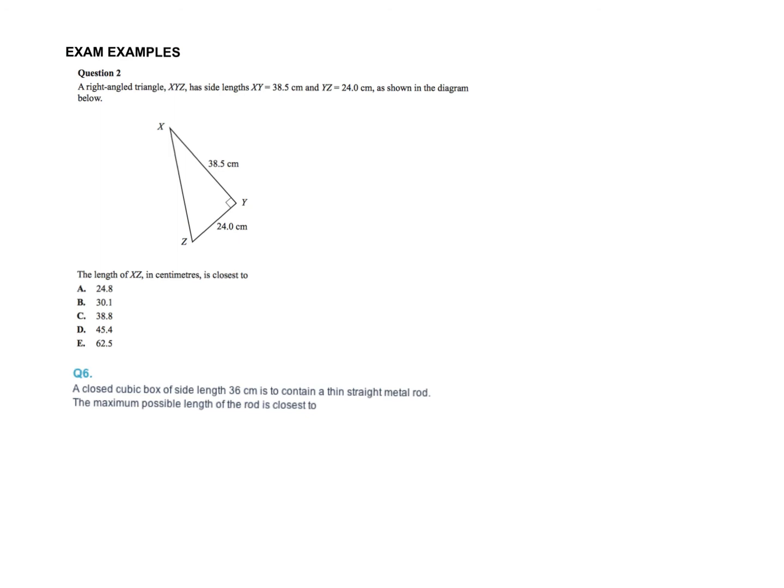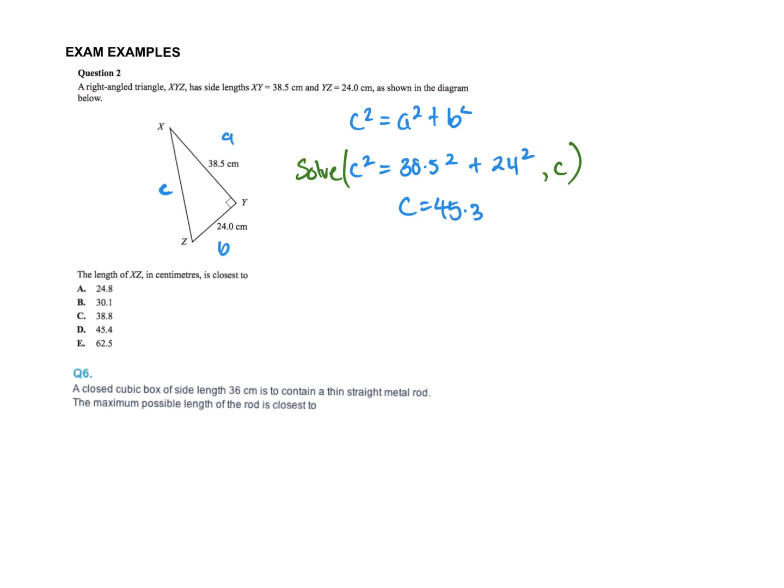Okay, here's our exam questions. They're asking me to find the length XZ. So that would be here, and that's the hypotenuse in my right angle triangle. So all I have to do is type that into the calculator and do the solve again. So just solve, comma C for this one, and I get 45.37. So D, I'm going to go 45 point something. That was a multiple choice.